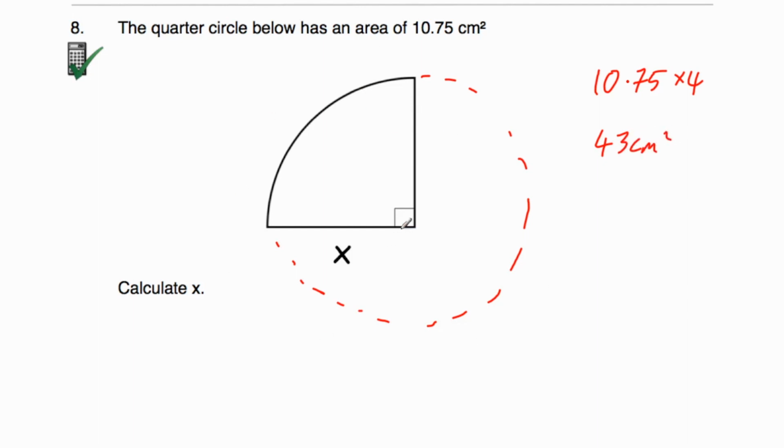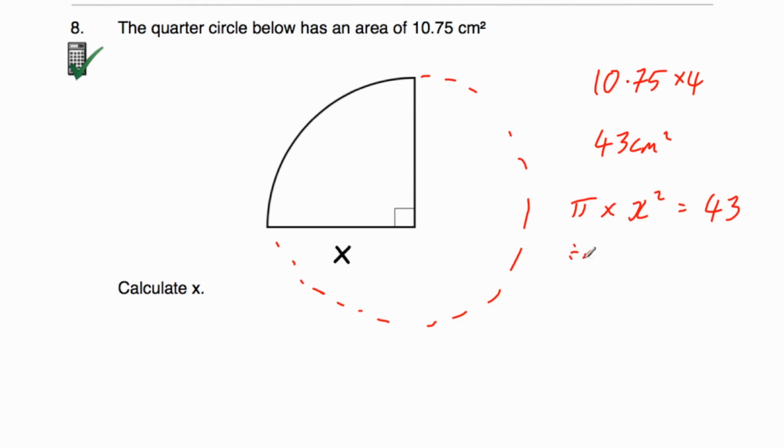Now we just need to calculate the radius of the whole circle, and then that will be our answer. So to find the radius of the whole circle, well, we know the area of the circle is pi r squared, so we've got pi times the radius, which is x, so times x squared, is equal to 43. So we could work backwards. We know we square the radius and times by pi. So if we take our 43 and divide it by pi and then square root it, that will be our answer. Alternatively, we could solve this equation, and I'm just going to use that approach.